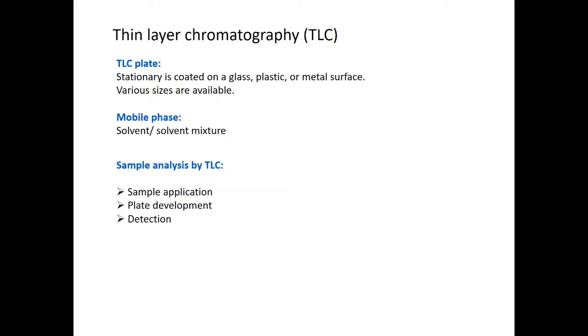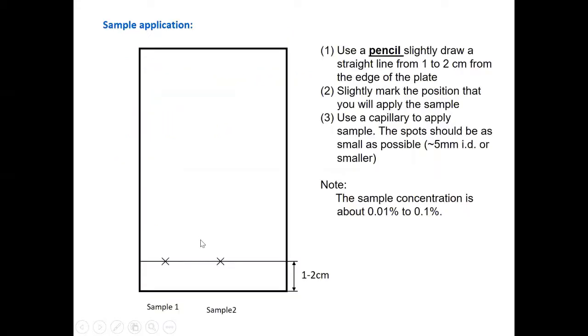In this technique, we typically include three steps. The first step is sample application. You apply your sample to the starting point, like the athletes getting ready at the starting line. The second step is plate development. That is when they start to run. Equivalently, we put the paper or plate into the solvent chamber and let the molecules run along the paper. Finally, we need to do the detection to find out where they are.